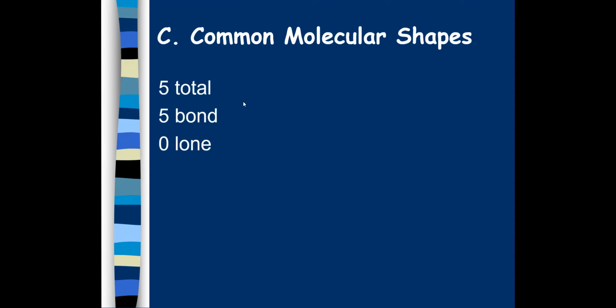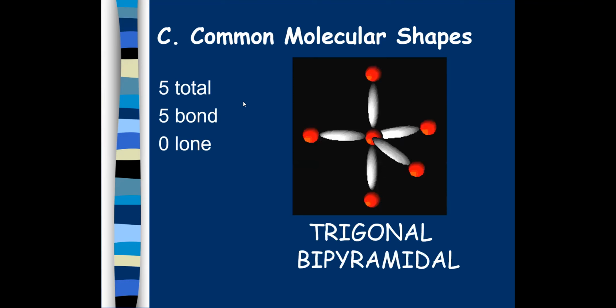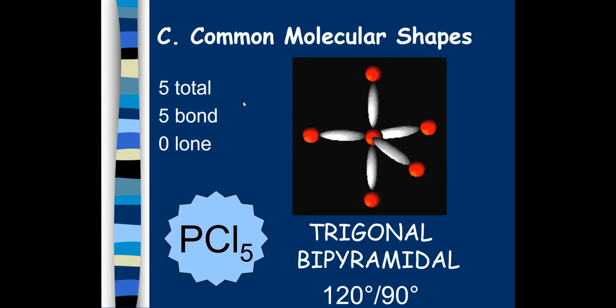All right, so these are the other ones. I'm not going to talk too much about them, but these are all expanded octets, and you need to look at these later. Just know that they exist and know their names. The first one is called trigonal bipyramid, and those are the angles: 120 between the central 3 atoms and 90 on the ones that are the up and down atoms. PCl5 is an example.